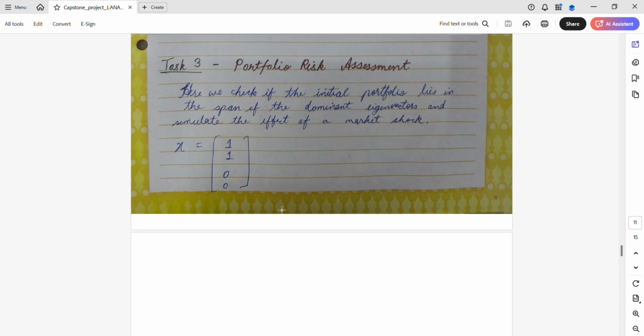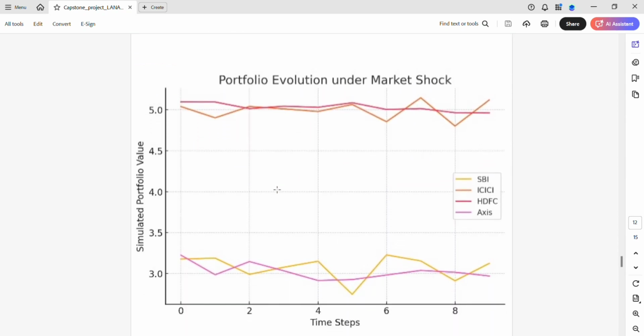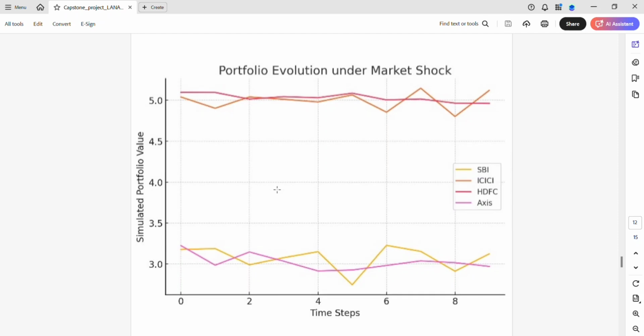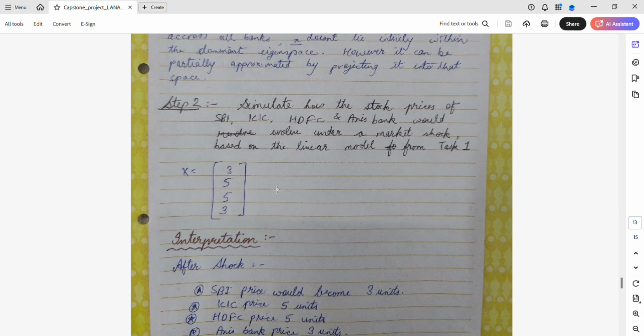Now comes the portfolio risk assessment. I checked whether the portfolio vector lies in the span of dominant eigenvectors. While the portfolio mainly focuses on SBI and ICICI, you can see here, the dominant vectors support all banks. So the current portfolio doesn't fully align with the most stable configuration, but it can be projected onto that space for improved resilience.